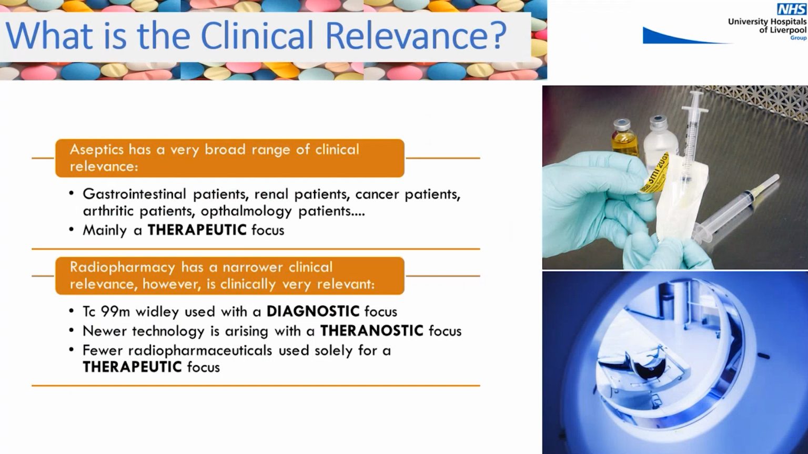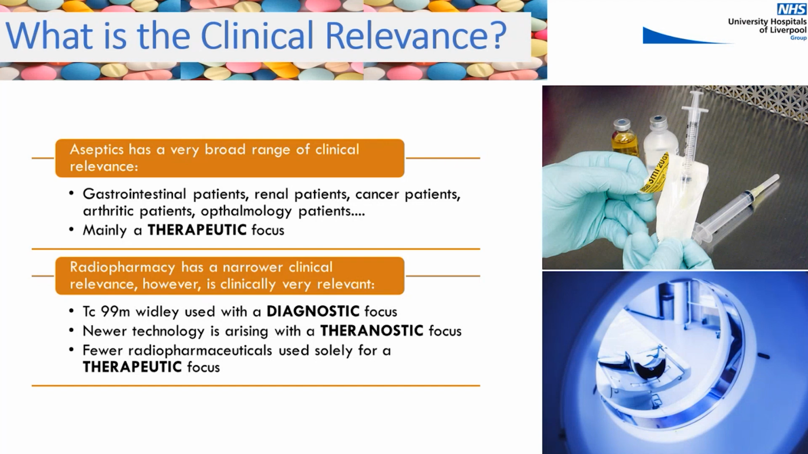As I know that some of you, or most of you even, won't be from a pharmaceutical science specialism, I just wanted to tap in and say what the clinical relevance of the work that we do actually is. So I've focused on two of the main quadrants. So one is aseptics and one is radiopharmacy. So in terms of aseptics and the things that we produce, a lot of them are gastrointestinal patients or renal patients, patients receiving chemotherapy, those that fall under the arthritic patients umbrella, or ophthalmology patients. The vast majority of medicines that we produce are mainly for a therapeutic focus.